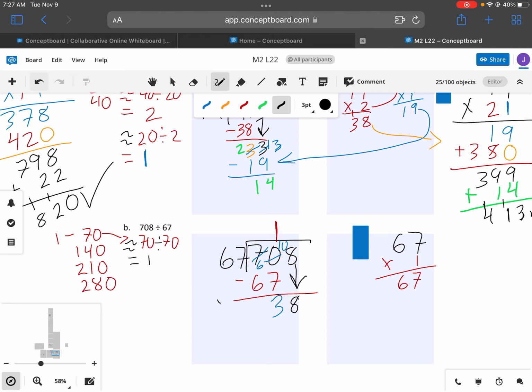Well, if I look at my skip counting, there's actually one up here. That's my 0, and that's going to be the closest. A 70 is going to be too much. So I'm going to say 0 divided by 70 is equal to 0. So I'm going to do a 0 here. I'm going to subtract 0, and I'm going to have a remainder of 38.